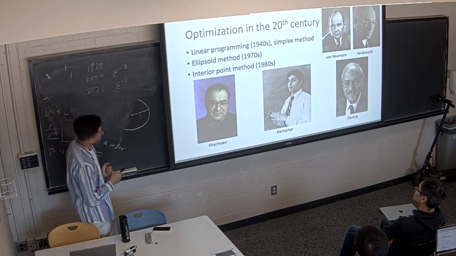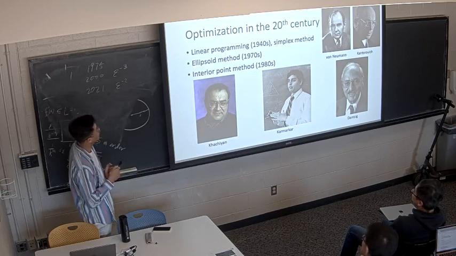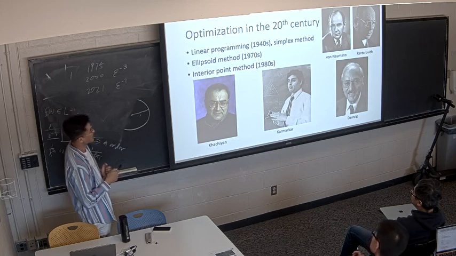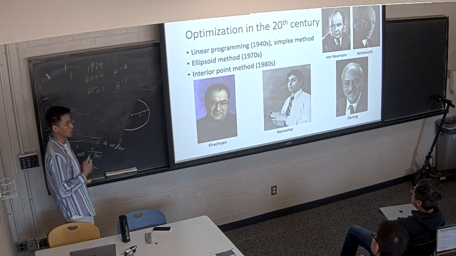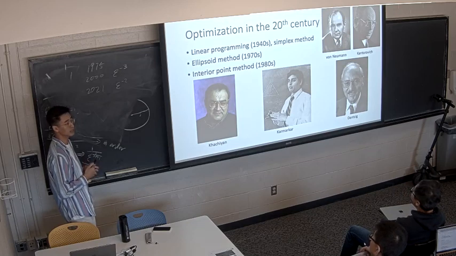Later on, Khachiyan and Karmarkar did propose more efficient algorithms, the ellipsoid method and the interior point methods in the 70s and the 80s, which gave you complexity guarantees and efficient algorithms.